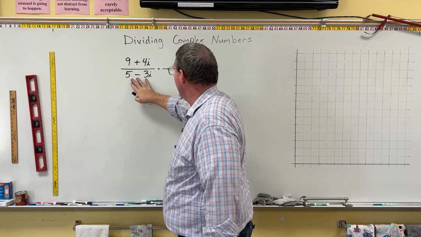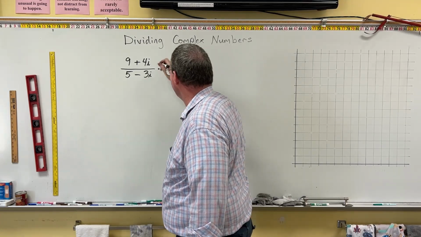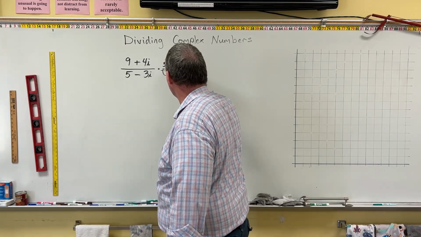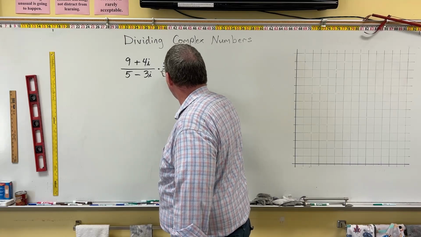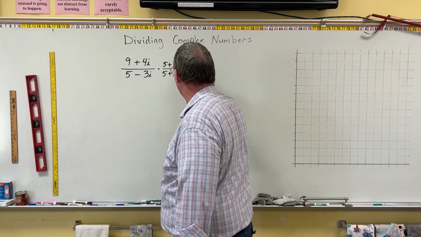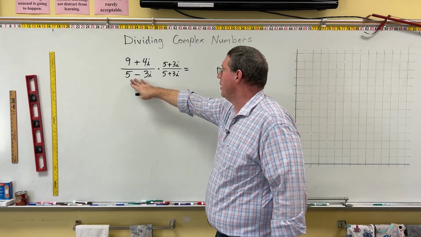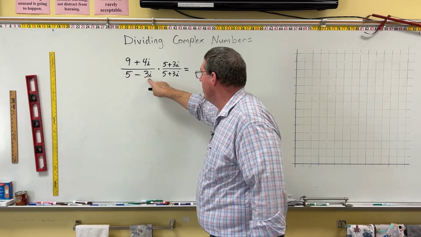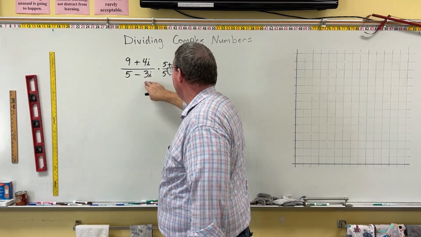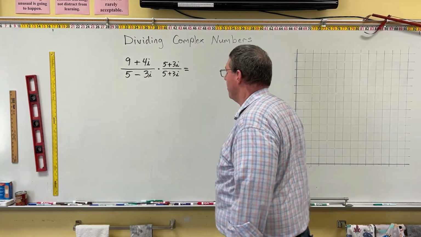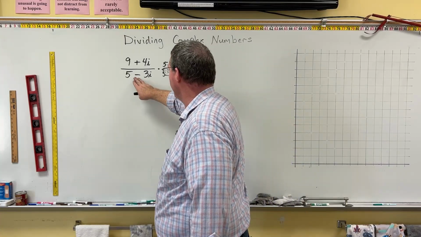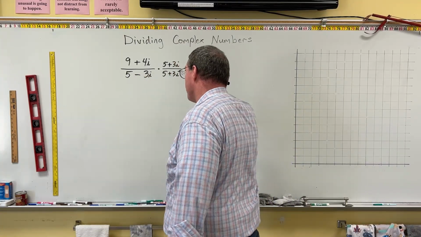All right, so what I'm going to do is multiply by another fraction. That fraction is going to come from this 5 minus 3i. It's going to be 5 plus 3i over 5 plus 3i. This is called the conjugate of this. We take the same a and the same b, but we switch the sign in the middle. If it's minus, it becomes plus, and if it's plus, it becomes minus.